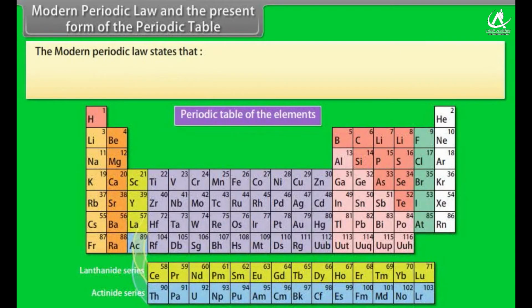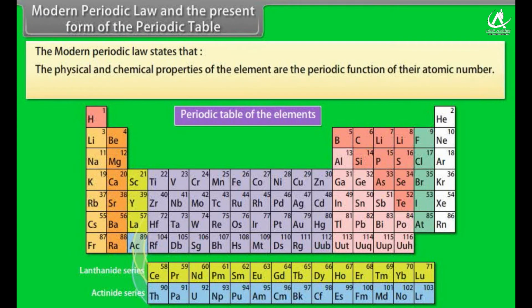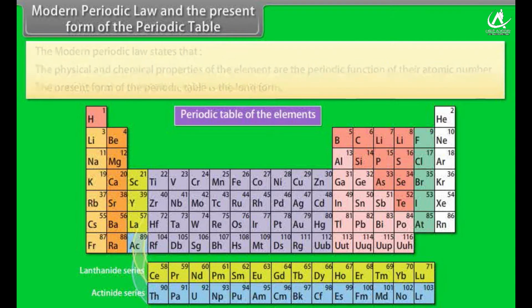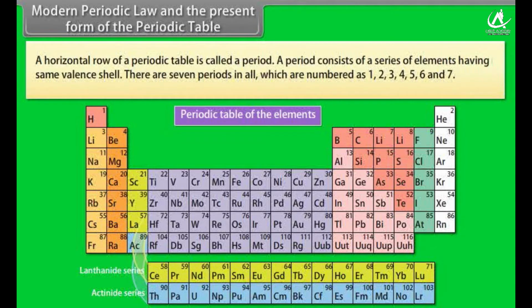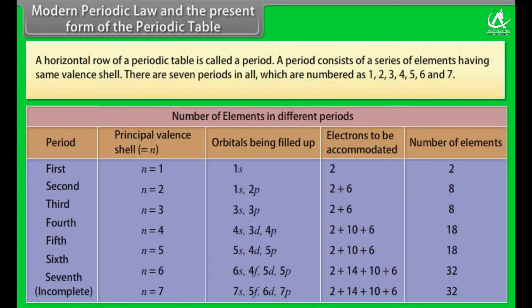Modern periodic law and the present form of the periodic table. The modern periodic law states that the physical and chemical properties of the elements are the periodic function of their atomic number. The present form of the periodic table is the long form. A horizontal row of a periodic table is called a period. A period consists of a series of elements having the same valence shell. There are 7 periods in all, which are numbered as 1, 2, 3, 4, 5, 6 and 7.